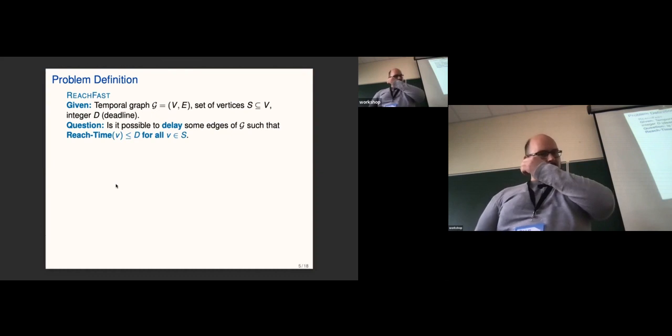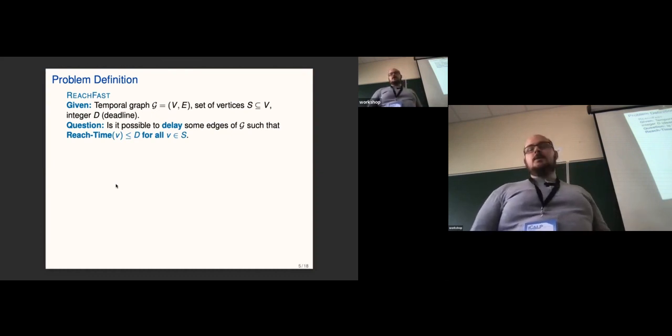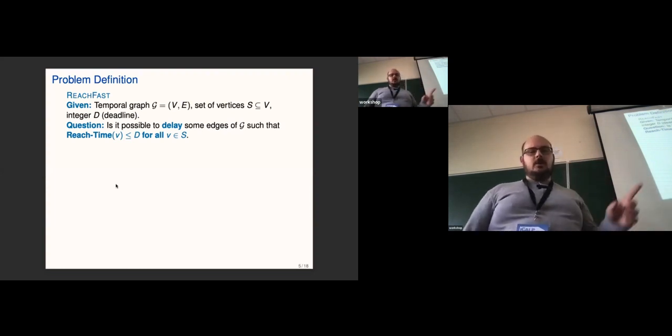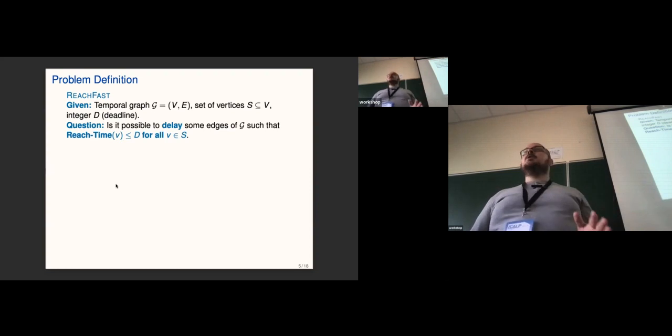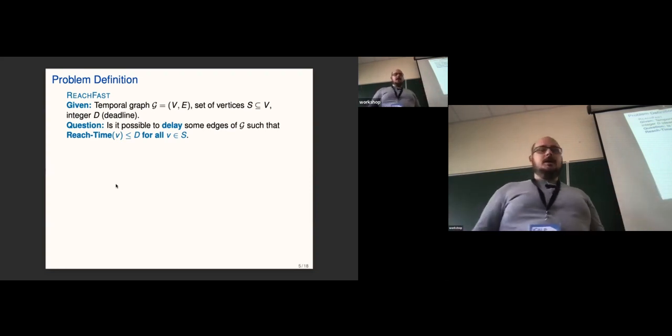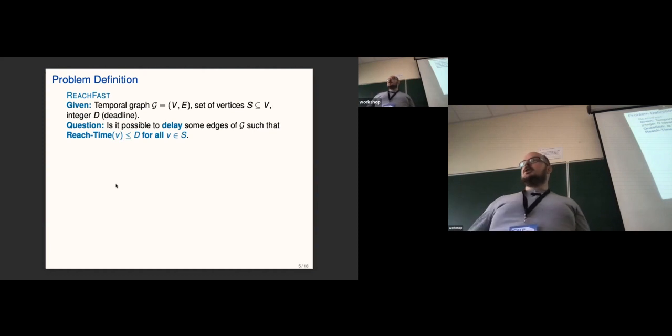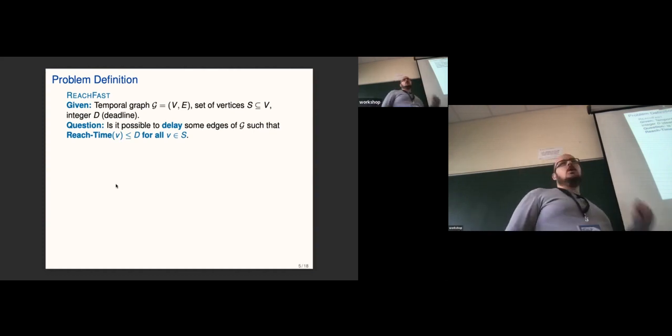And the first problem is what we call reach fast. And it is that we have some temporal graph, some set of vertices that are sources from which we would want to reach all the remaining vertices, and some integer d that is kind of a deadline. And now the question is, is it possible to delay some edges of the temporal graph such that the final reach time for every vertex in our sources is at most the deadline, right? And notice that we only say delay here instead of delay or advance.